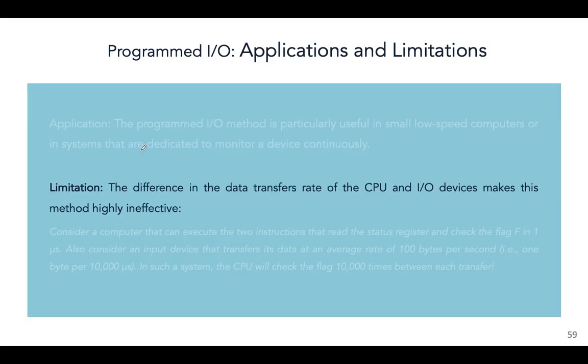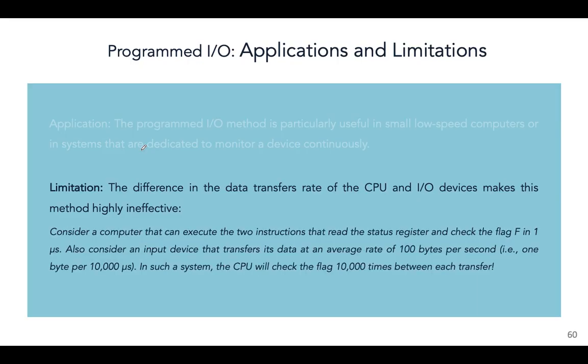The limitation in programmed IO is that the difference in the data transfer rates of the CPU and the IO devices makes this method highly ineffective. Consider, for instance, a computer that can execute the 2 instructions that read the status registers and check the flag F in 1 microsecond. Also consider an input device that transfers its data at an average rate of 100 bytes per second, which is 1 byte per 10,000 microseconds. In such a system, the CPU will have to check the flag 10,000 times between each transfer. And that's not an efficient use of the CPU.